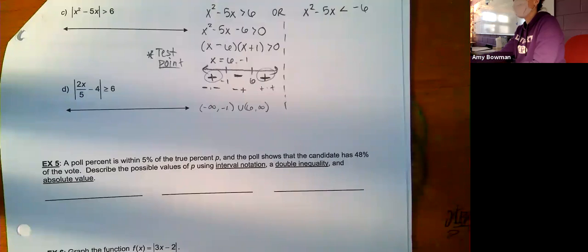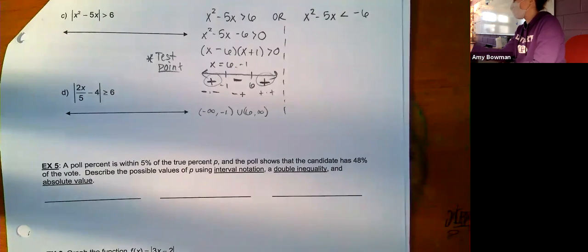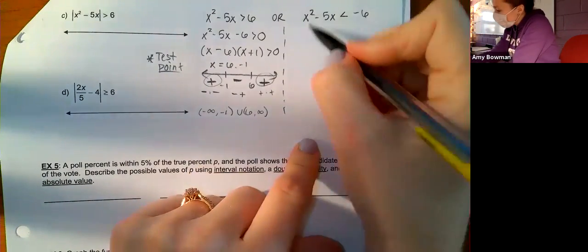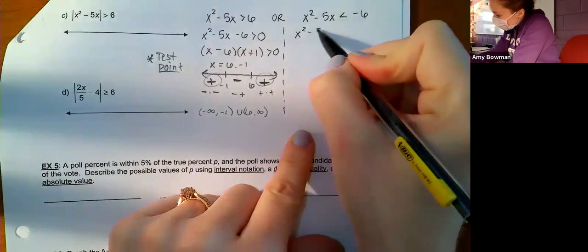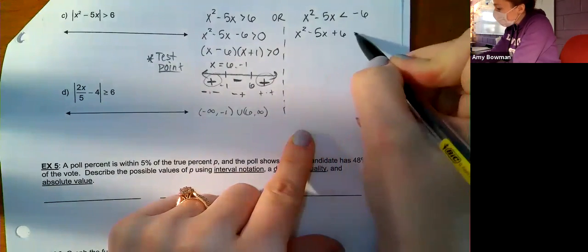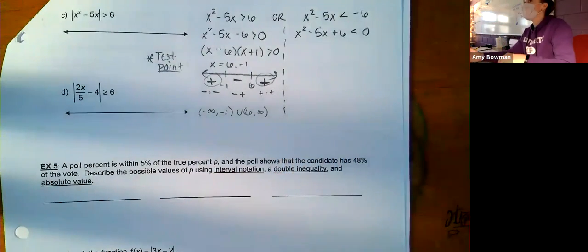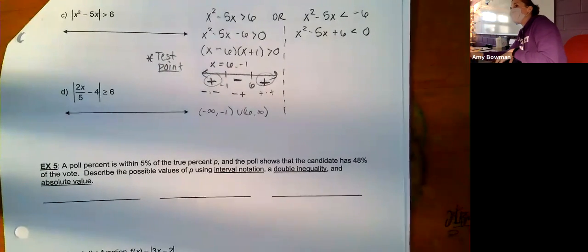So how are we going to do that? Add 6, same thing. Add 6, get the quadratic on one side, factor. So we've got x squared minus 5x plus 6 is less than 0. Make sure you're keeping track of your inequalities and using the correct one.